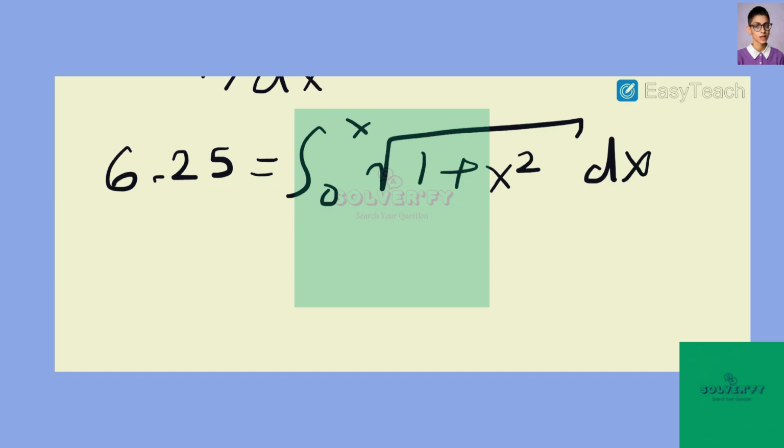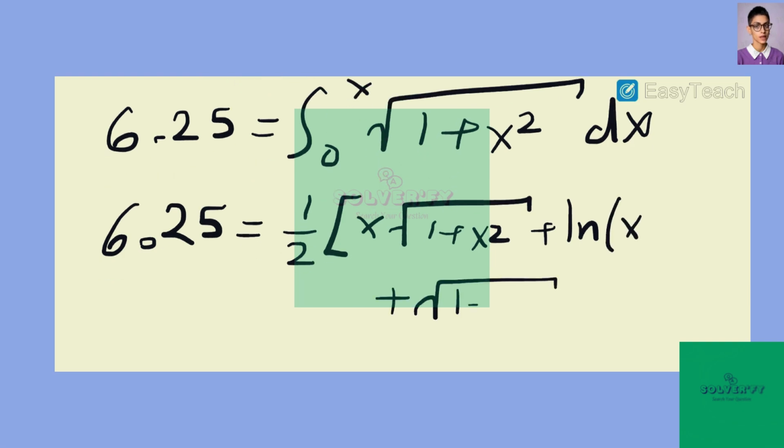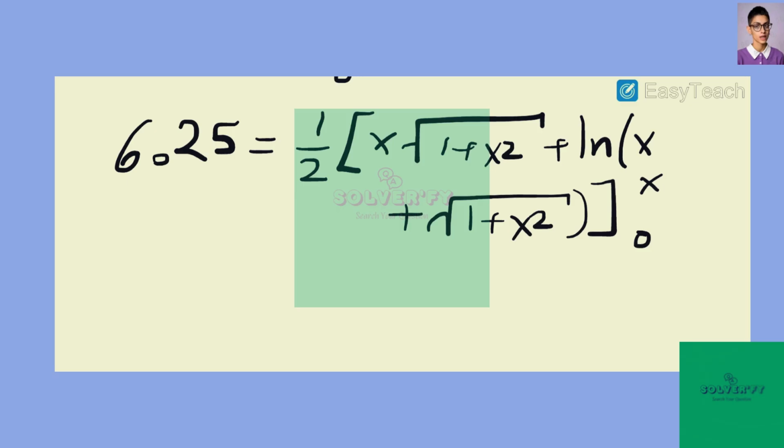Now computing this integral on the right side gives us that 6.25 is equal to 1/2 times [x times the square root of 1 plus x squared plus ln of x plus the square root of 1 plus x squared], all evaluated from 0 to x. And what this does is it gives us an x that is equal to 3.184 meters.